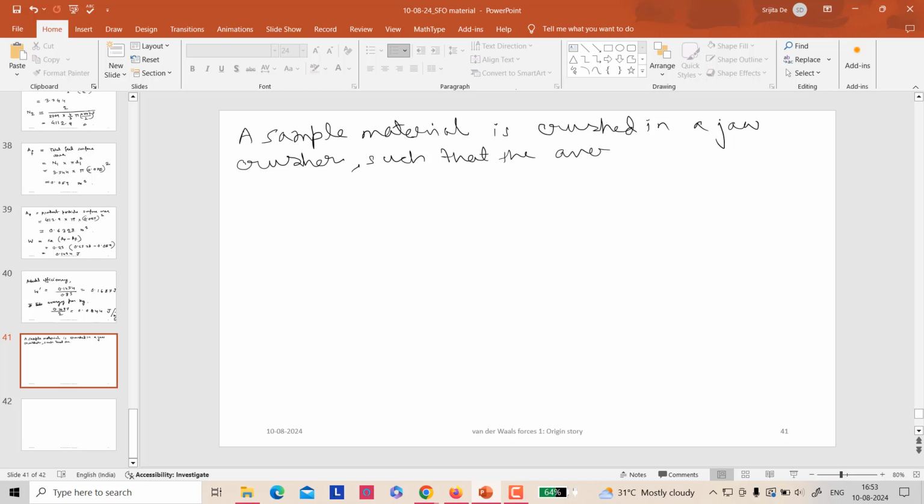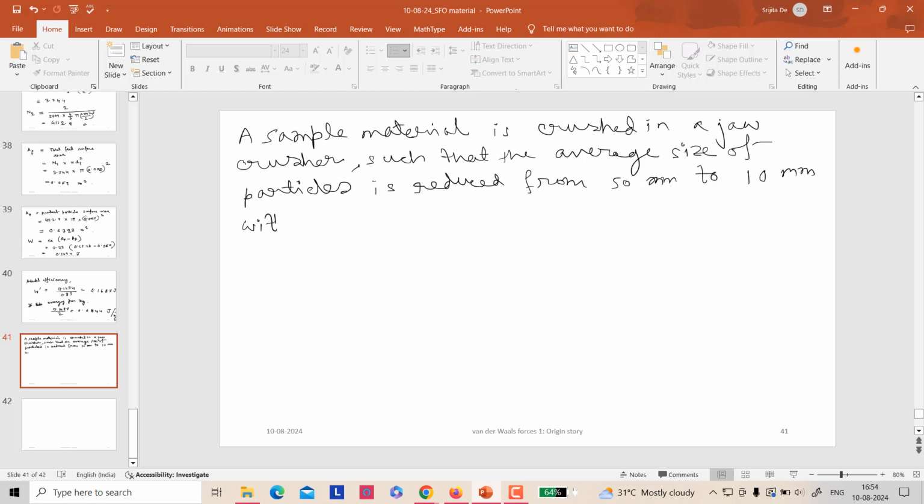the average size of particles is reduced from 50 millimeter to 10 millimeter with the energy consumption of 13 kilowatt second per kg.